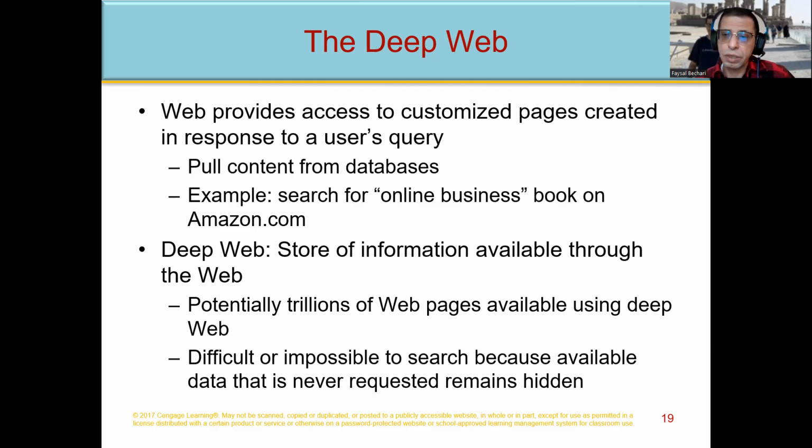And then you have what you call the deep web, which is stores of information available through the web. Potentially there are a trillion web pages available in the deep web, which most of the time people do not have access to. So that's the reason it's called the deep web. And it's usually difficult or impossible to search because it is data that is never requested in a way for that.